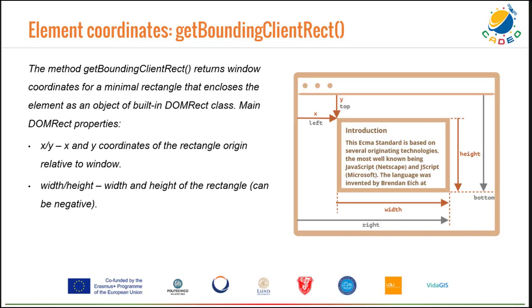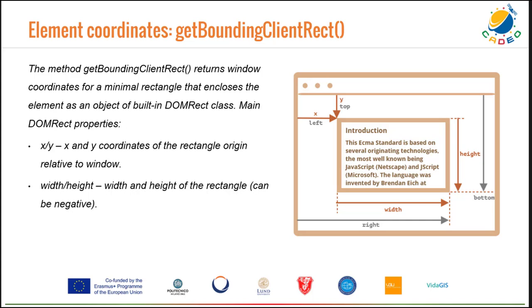Element coordinates. The method getBoundingClientRect returns window coordinates for the minimal rectangle that encloses the element, as an object of the built-in DOMRect class. Main DOMRect properties: x and y, the coordinates of the rectangle origin relative to the window, and width and height of the rectangle, which can be negative. If you scroll the page and repeat, you will notice that as the button's window relative position changes, its window coordinates change as well.